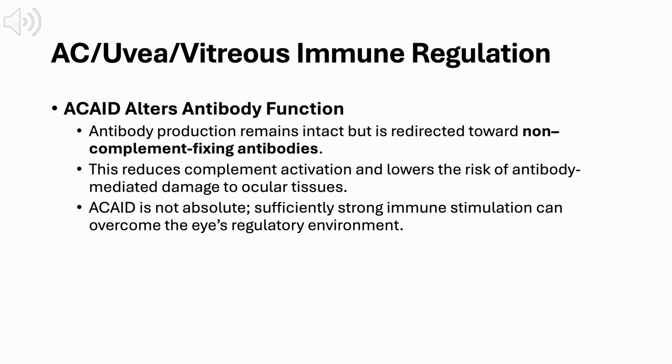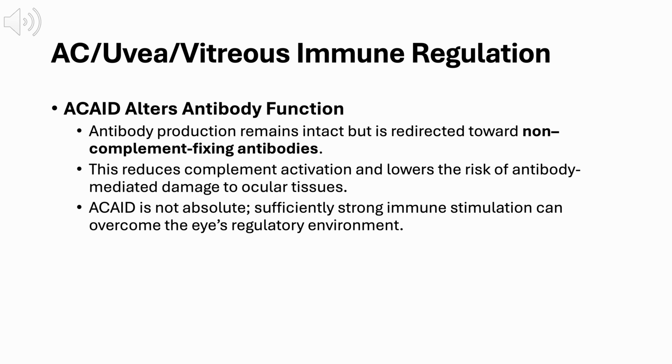So what happens to the antibody response under ACAID? It isn't eliminated, antibody production remains intact, but it's qualitatively redirected toward non-complement fixing antibodies. That's a subtle but important shift. By favoring antibodies that don't activate complement, the eye reduces complement-driven inflammation and lowers the risk of antibody-mediated damage to its own tissues. You still get humoral immunity and its protective functions, but stripped of one of its most destructive effector arms, a recurring theme of protecting the tissue while preserving recognition.